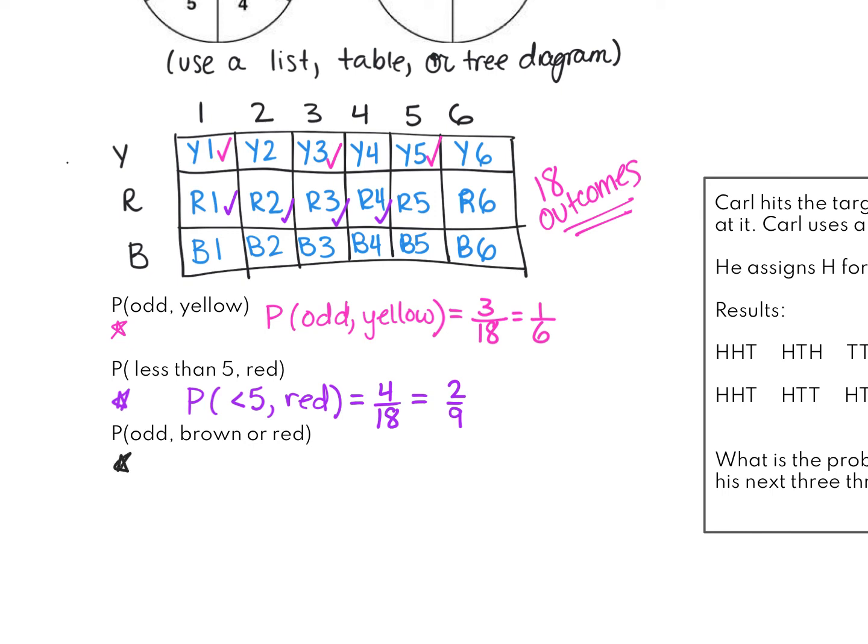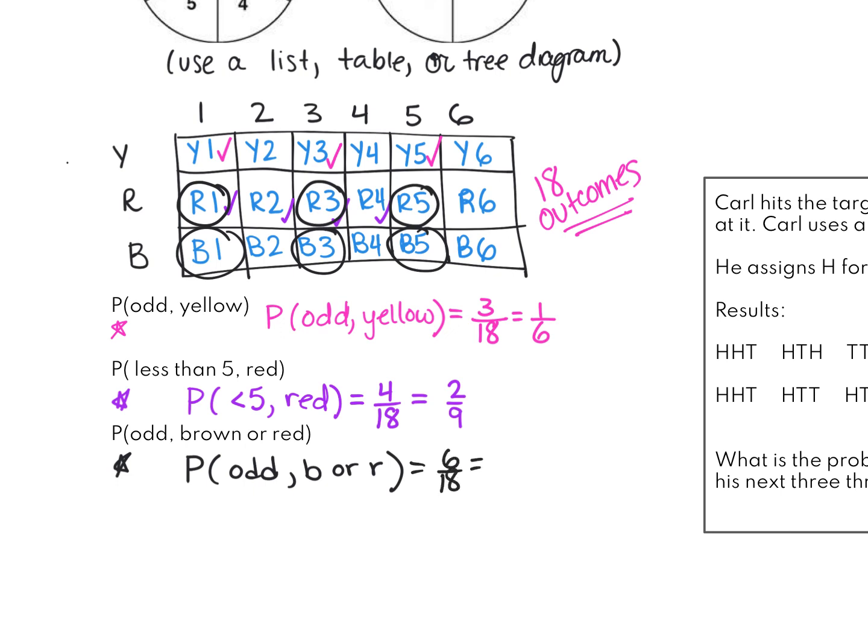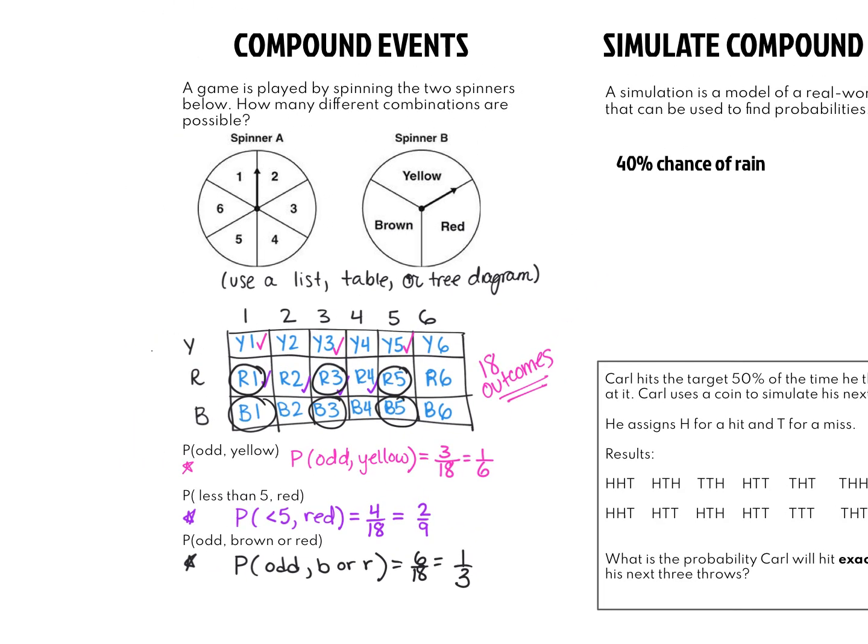Last but not least, last example here, the probability that it's going to be an odd number and then it's going to be brown or red. So I'm going to come up here and I'm going to look. I don't need to look in the yellow at all because I'm looking for brown or red and odd. So we have red and odd, red and odd, red and odd, brown and odd right there. So I have 6. So this is going to be 6 out of 18 or 1/3. And that is how you do the probability of a compound event.